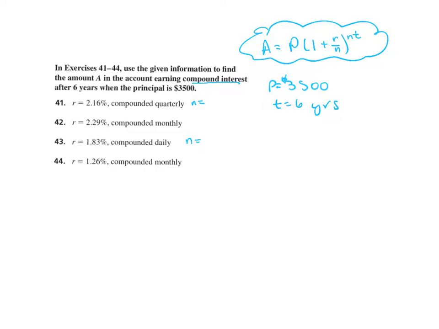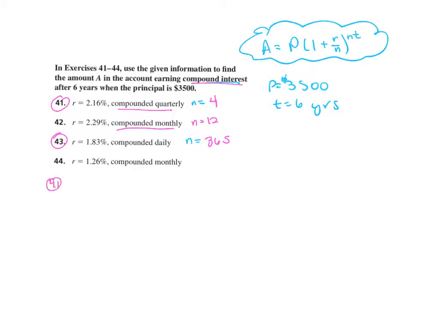When you don't see it, it just says the rate per year, and the rate per year means that n is 1. In this case, it's not 1. It's compounded more than once a year. Compounded quarterly in a year means 4, so n is 4. Monthly in a year would be 12. Compounded daily is 365. I'm only going to do 41 and 43.